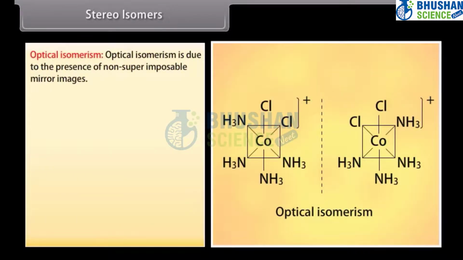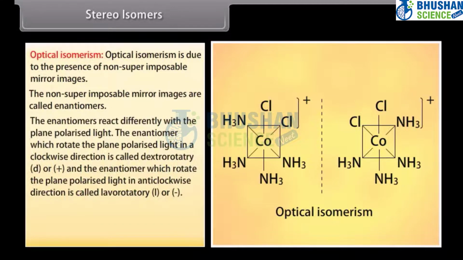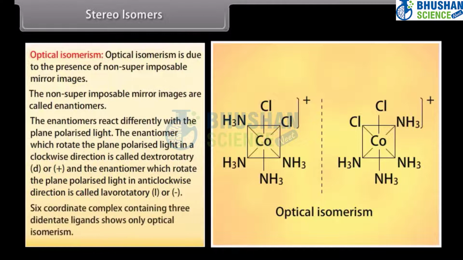Optical isomerism. Optical isomerism is due to the presence of non-superimposable mirror images. The non-superimposable mirror images are called enantiomers. The enantiomers react differently with plane polarized light. The enantiomer which rotates the plane polarized light in a clockwise direction is called dextrorotatory, and the enantiomer which rotates the plane polarized light in anti-clockwise direction is called levorotatory. A 6 coordinate complex containing 3 didentate ligands shows only optical isomerism.